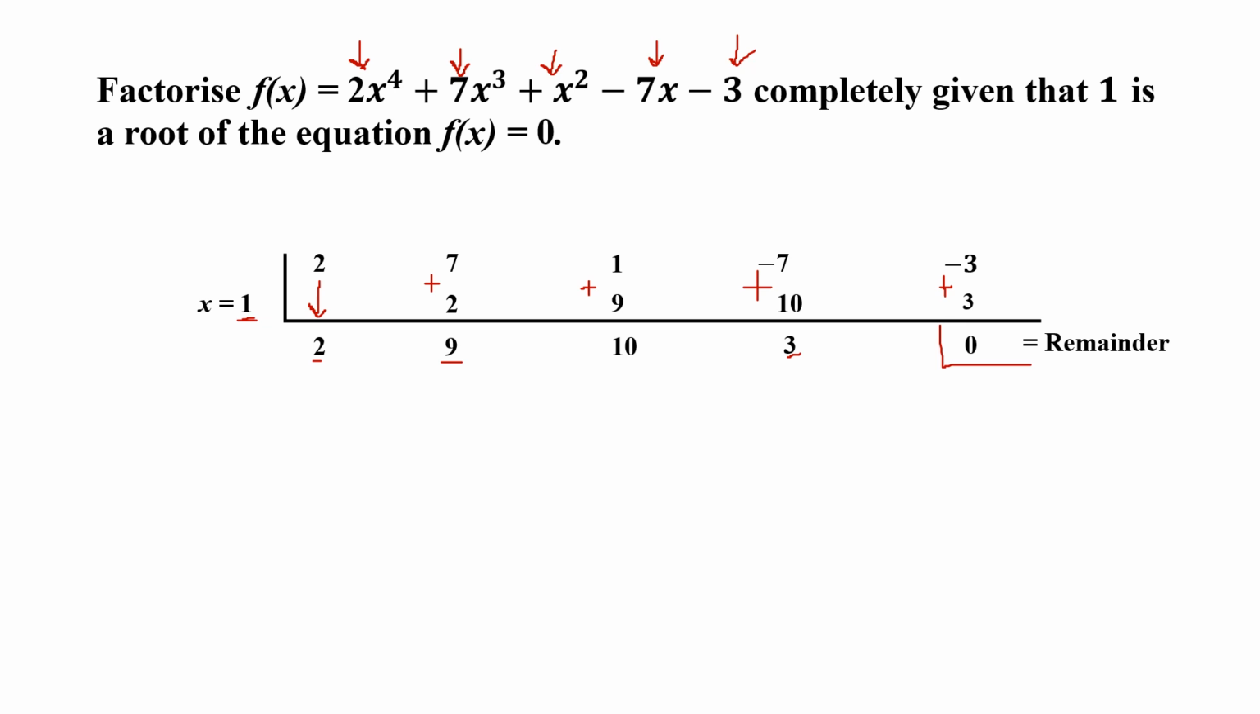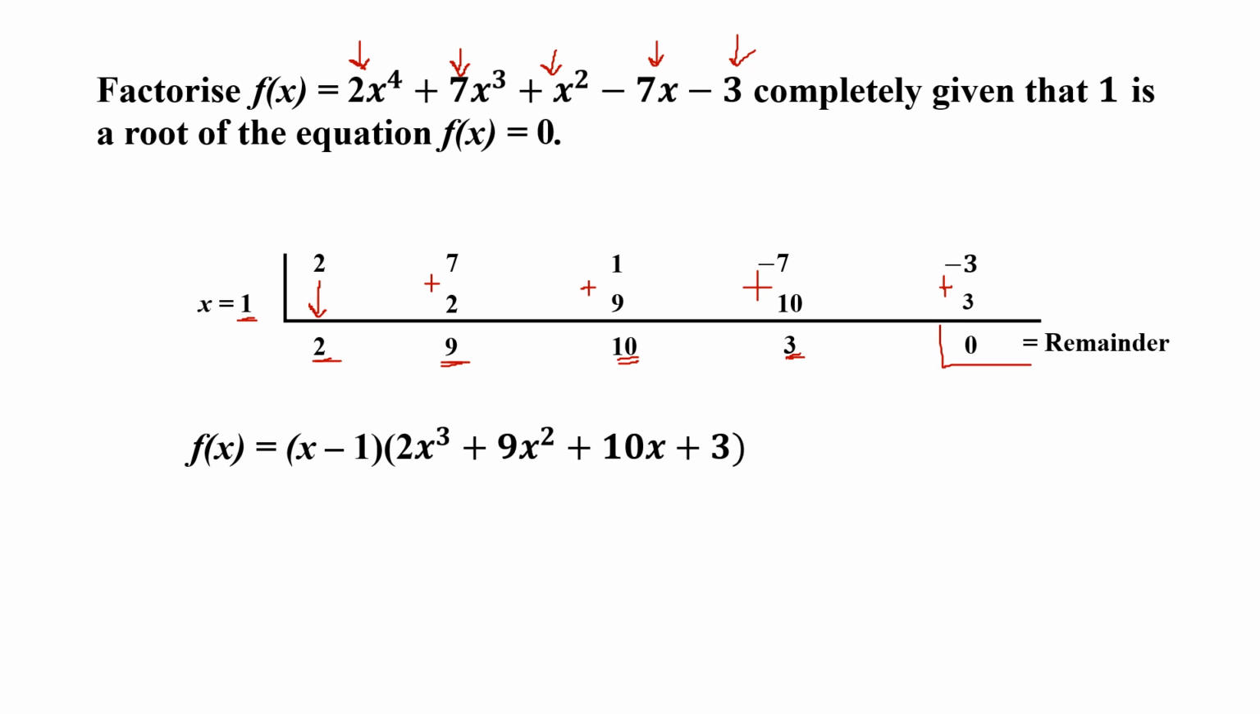In this case, we have how many terms? We have 1, 2, 3, and 4. And this means this one is a cubic factor, not a quadratic factor. This one will be the coefficient of x to the 3, the coefficient of x squared, the coefficient of x, and the constant, like this.